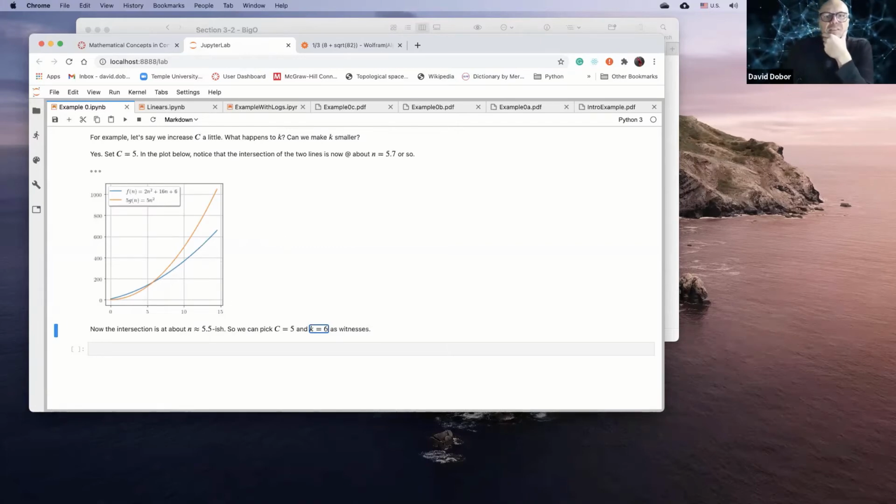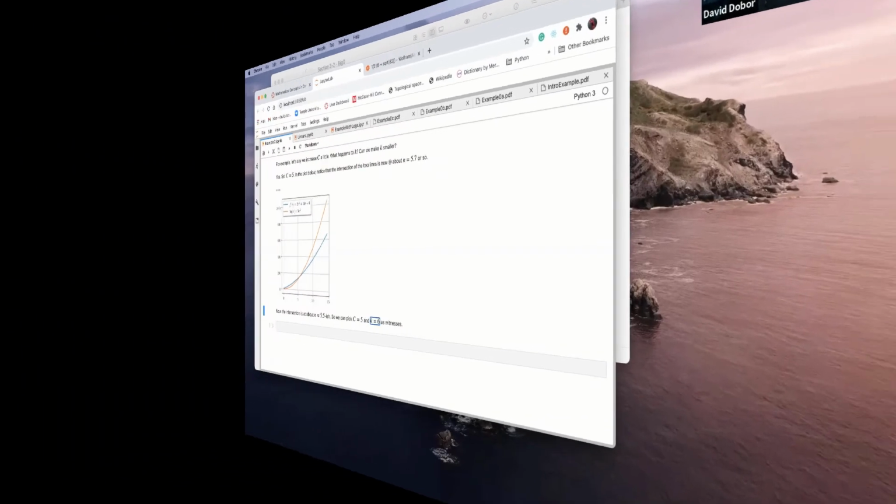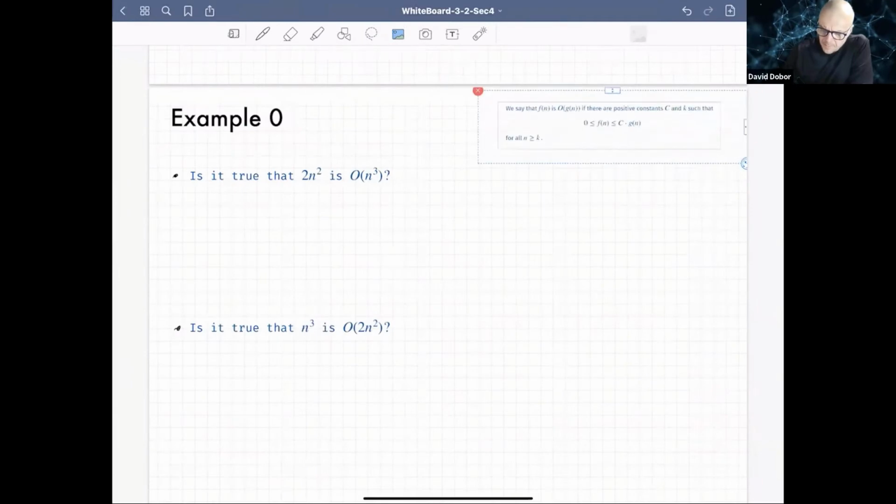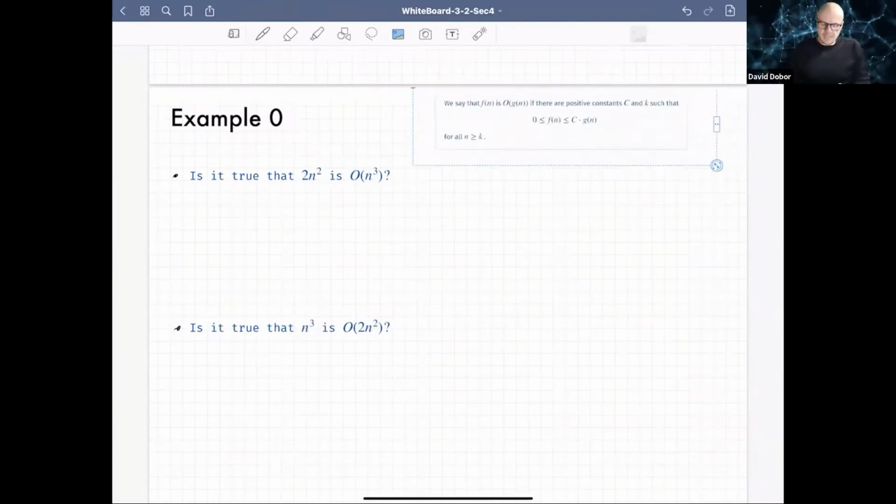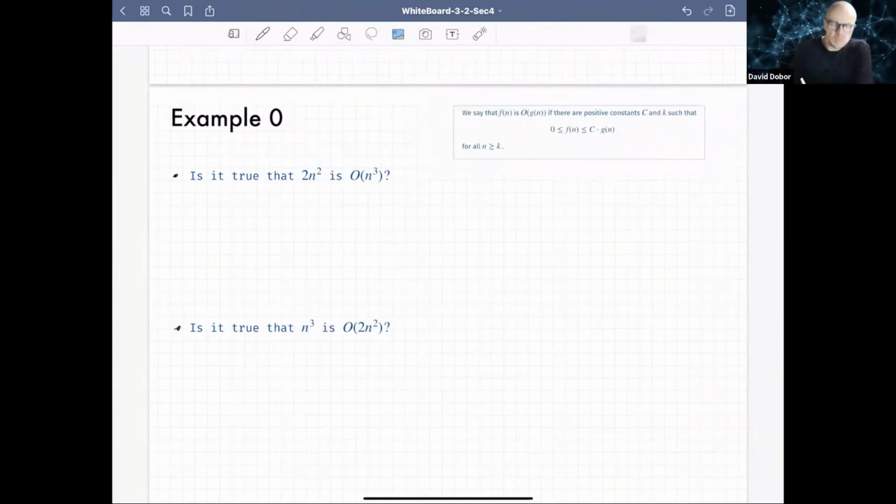Now, let's stop here for a second. Does that make sense to people? Let's go through a bunch of examples. We did this one last time, so let's do it real quick.